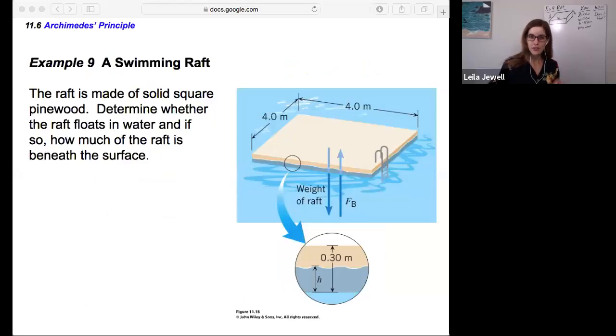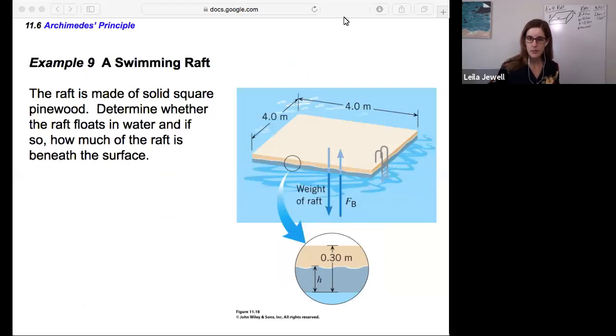An example from section 11.6 of Archimedes' principle, example 9, a swimming raft. The raft is made of solid square pine wood. Determine whether the raft floats in water, and if so, how much of the raft is beneath the surface.